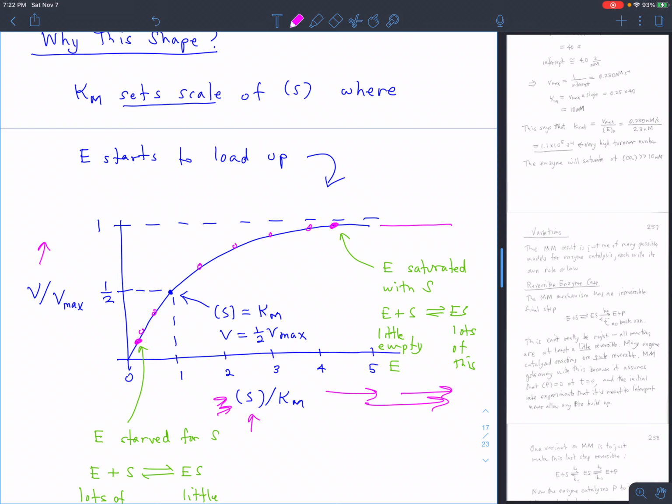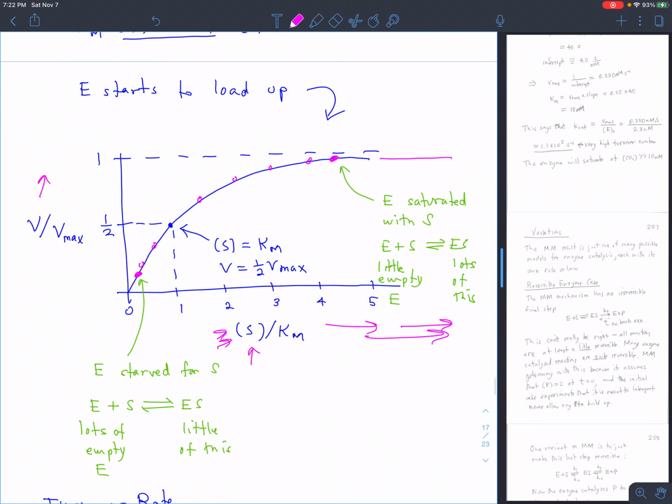Why that behavior? Well, it's because as you're increasing the substrate concentration, you're loading up the enzyme, right? So you put some substrate in. If you're at very low concentration of substrate, you form a little bit of enzyme-substrate complex, and then that goes on to form product, and that contributes to the Vmax here, but you don't form very much because you don't have enough substrate to really load that enzyme up.